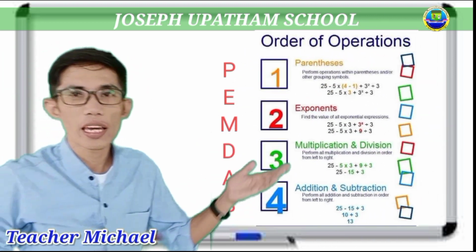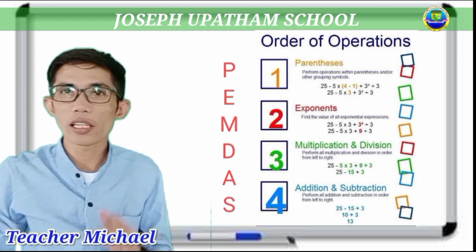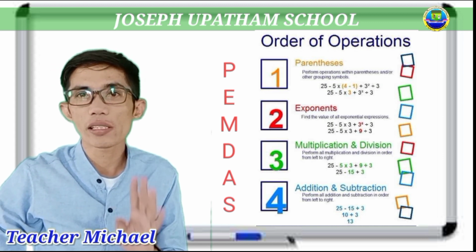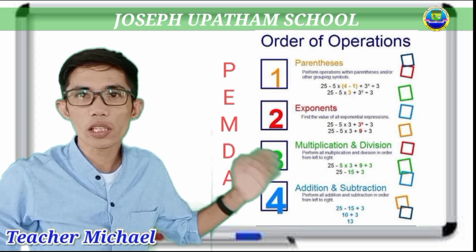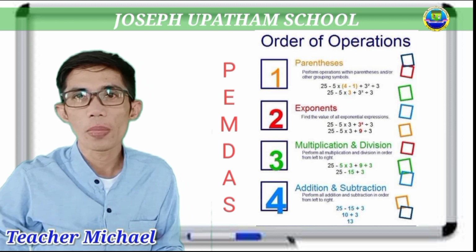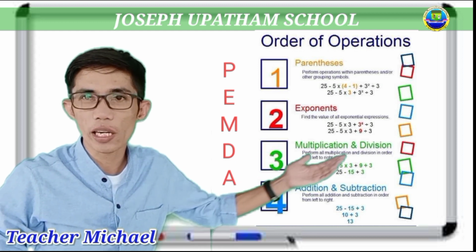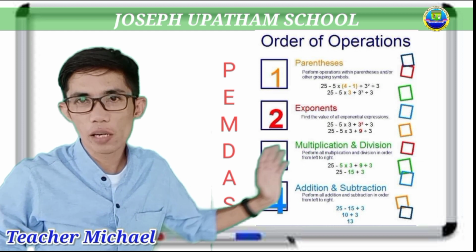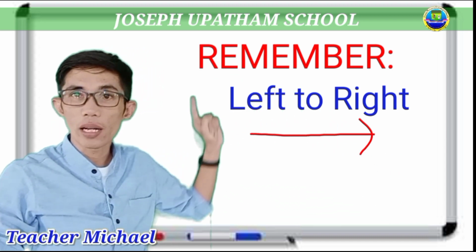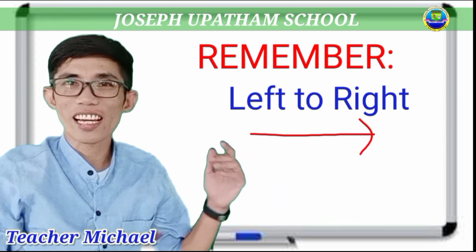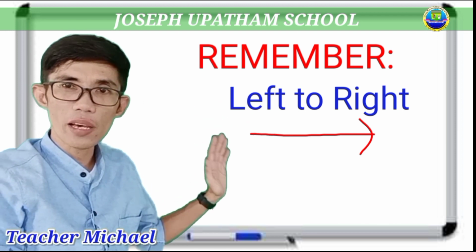Step number 3, M and D stand for multiplication and division. So we are now dealing with the four fundamental operations, or the basic operations in mathematics. If there are multiplication and division in a given mathematical problem, you need to solve for multiplication and division first. It doesn't matter which comes first, as long as you are performing the operations from left to right. Remember, from left to right.